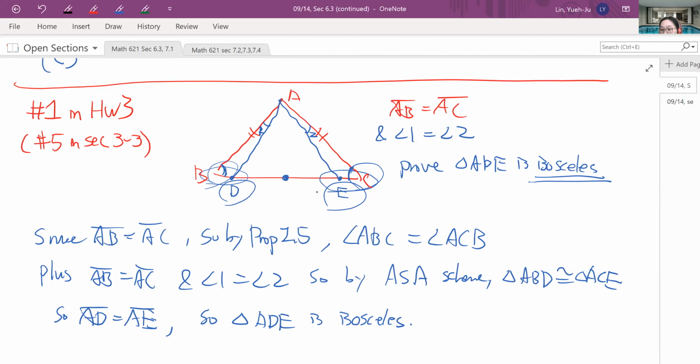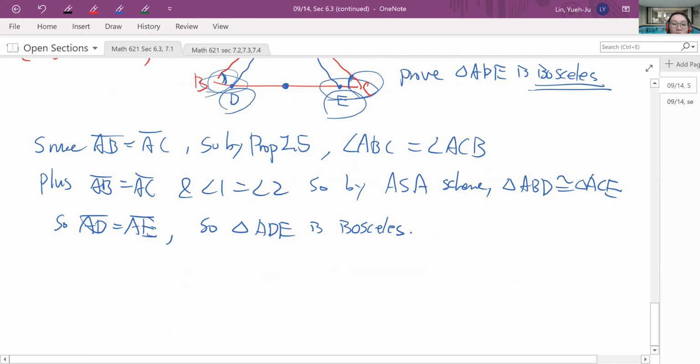So that's why I want to emphasize that if you want to say BD equals CE, you need to show me the evidence. You cannot just say it because the picture looks like it, right? And it's not going to be true just because angle 1 is equal to angle 2, right? For example, I can give you a counter example, right?